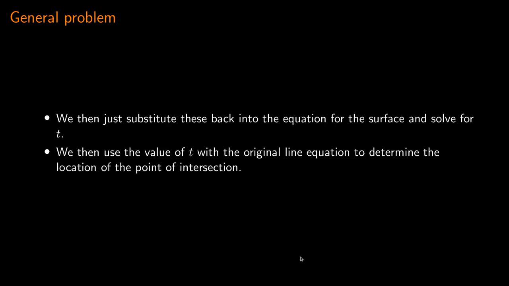So all we then have to do is substitute those values for x, y, and z back into the equation for the surface, and we solve for t. And then we can use the value of t with the original line equation to determine the location of the point of intersection. And that is the basic theory. That is really how we go about implementing any shape or any surface that we want within our ray tracer.